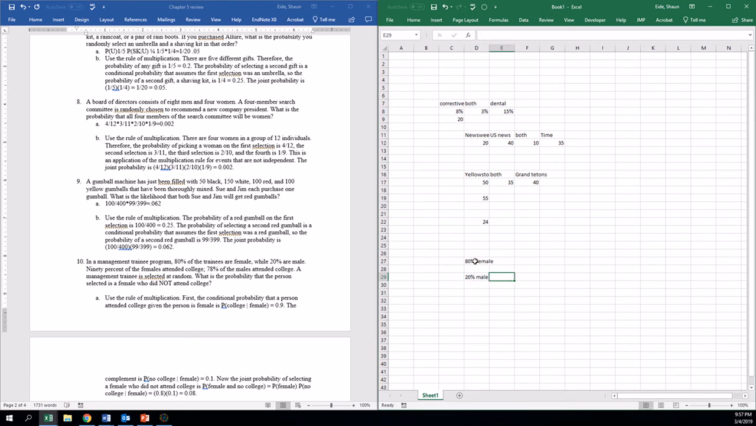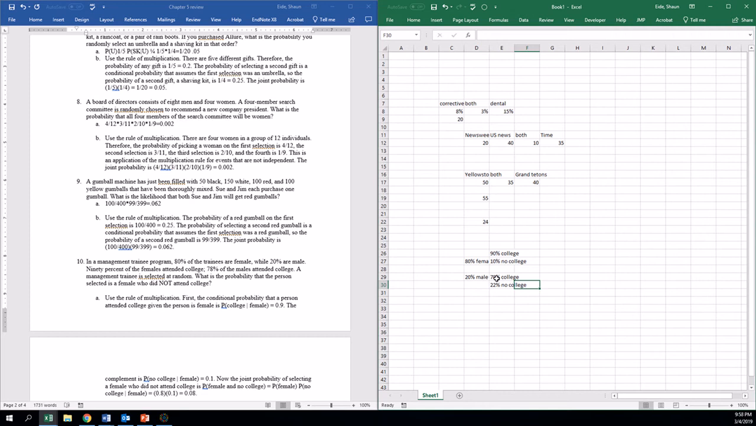80% female, 20% male. 90% of the females attended college. 90% college, 10% no college. Then of the men, 78% college, and then 22% no college. A management trainee is selected at random. What is the probability that the person selected is a female who did not attend college?